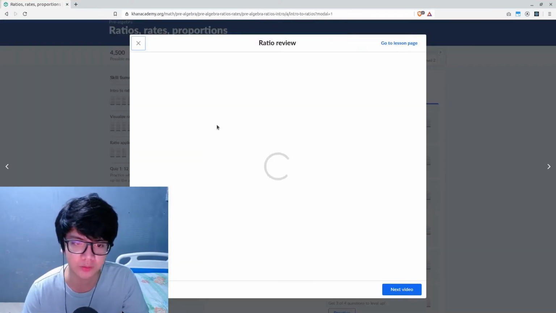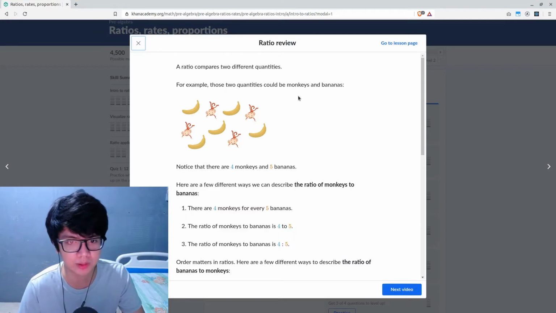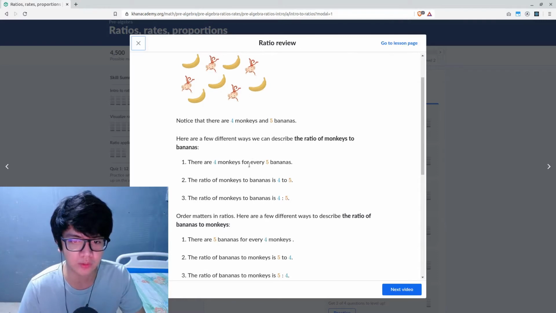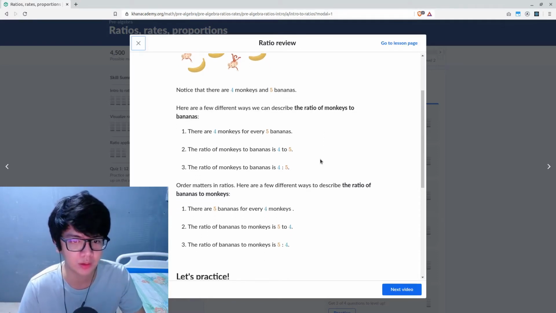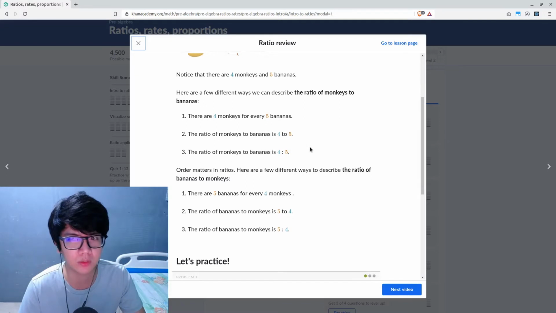Ratio review. A ratio compares two different quantities. For example, here we have monkeys and bananas. There are 4 monkeys and 5 bananas. There are a few different ways to show a ratio. There are 4 monkeys for every 5 bananas. The ratio of monkeys to bananas is 4 to 5.